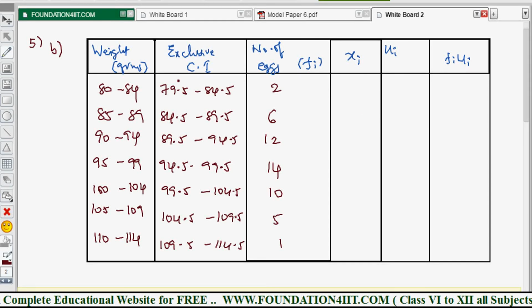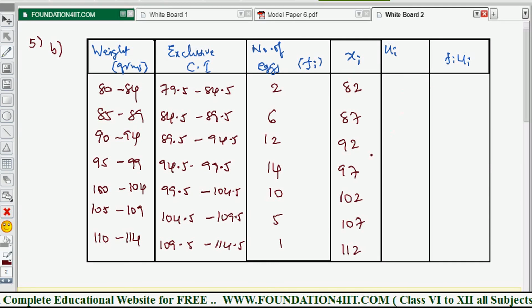Now xi is mid value of this. 79.5 to 84.5 mid value is 82. Otherwise just add both numbers and divide by 2. Even you can take this also: 80 plus 84 is 164, half of 164 is 82. Similarly 87. Xi is the mid value of class interval. You can take either exclusive or inclusive, same answer you will get. And next is 92. 5 increased because class size is 5. 92 again, 97, 102, 107 and 112, right?